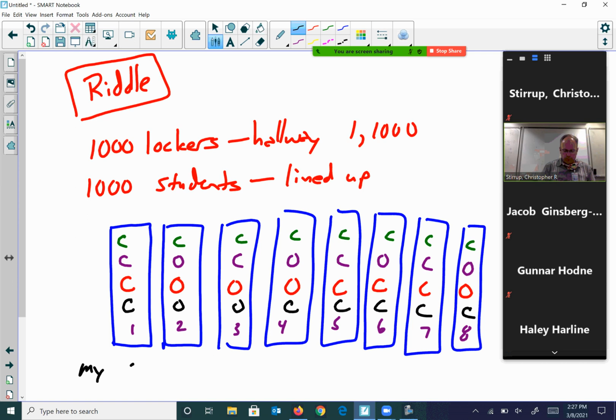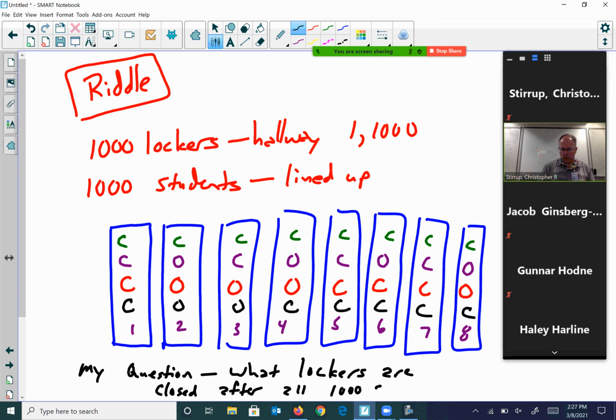So my question: what lockers are closed after all 1,000 students go through? And let's say they have to be honest students. So the 500th student will do the opposite to the 500th locker and to the 1,000th locker. The 300th student does the opposite to the 300th, the 600th, and the 900th.